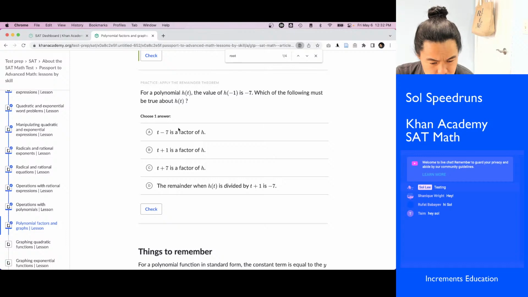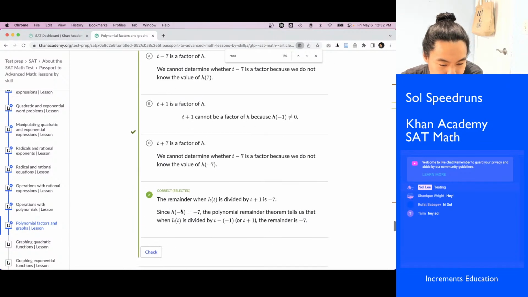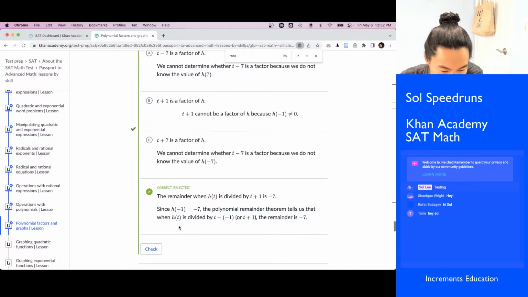H of -1 is -7. So what must be true about H +1? Hang on, H of -1 is -7. The remainder, when it's divided by T + 1, is -7. What? That makes no sense. Well, maybe it does. Dude, I actually have no idea what this means, but I'm gonna just be like, I don't really need to know why this is true. I don't feel like I need to know why this is true.